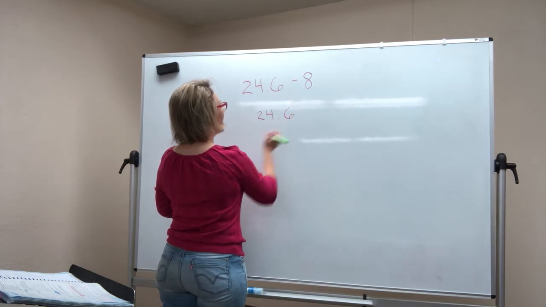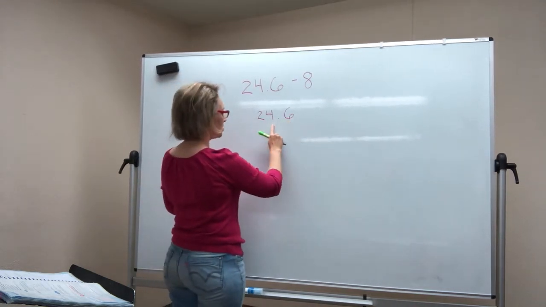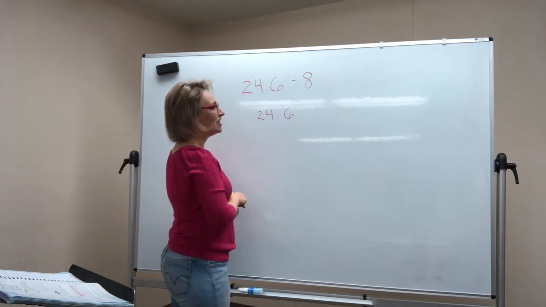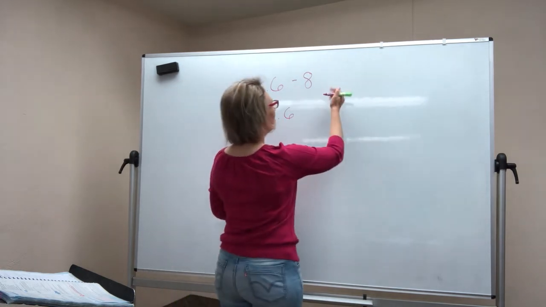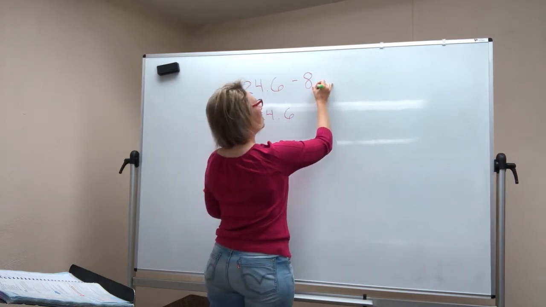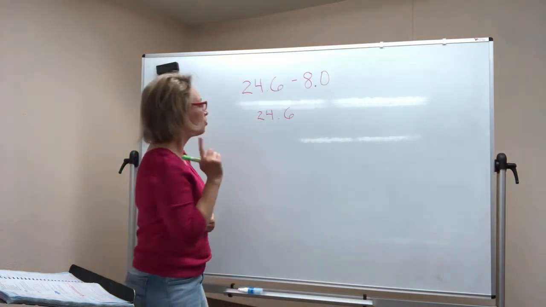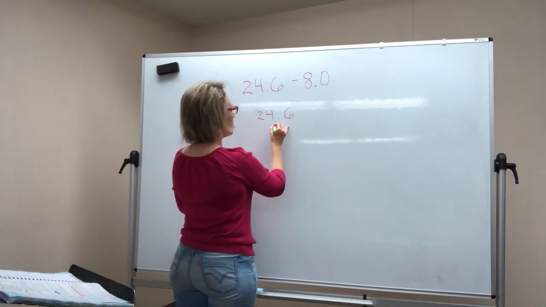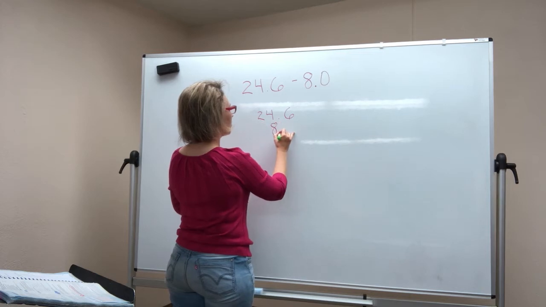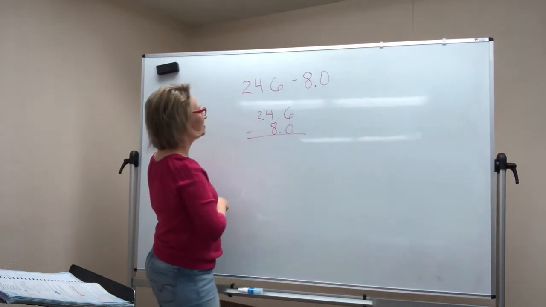24.6. I need to take 8 away from it, but the question would be, do I put the 8 here, here, or here? So I want you to think about the number 8. If I was going to write that with a decimal point in it, I could add 0.0 to it, and would it change the value? Not at all. So when you think about it that way, you know then where to put it. You're going to put it right here, 8.0. Now I can subtract. Does that make sense?